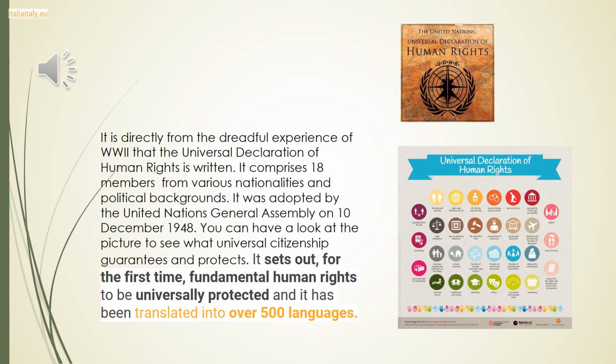It is directly from the dreadful experience of the Second World War that the Universal Declaration of Human Rights was written. It comprises 18 members from various nationalities and political backgrounds. It was adopted by the United Nations General Assembly on the 10th of December 1948. You can have a look at the picture to see what universal citizenship guarantees and protects.